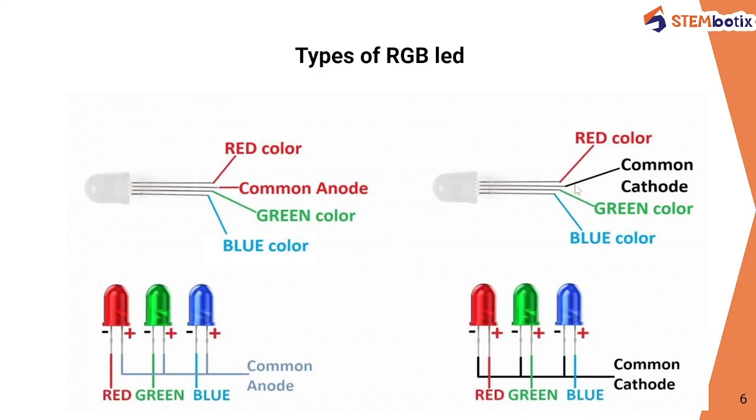So we cannot apply power to all the terminals at the same time, and these three terminals will not get the same power supply at the same time. We need to control these three colors so we can operate our RGB LED as per our requirement.